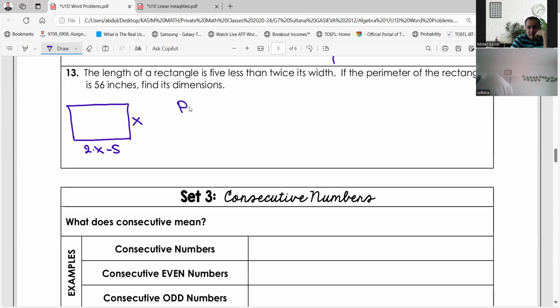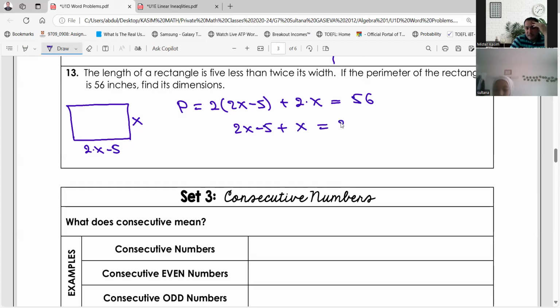The perimeter is 2 times the length, 2x minus 5, plus 2 times the width, x, equal to 56. As you see, all numbers are divisible by 2. Let me divide by 2. So I have 2x minus 5 plus x equals 28. Now if you solve this for x, we get 11. So the width is 11 what? 11 inches, right? And the length is 17 inches. Okay? All right.